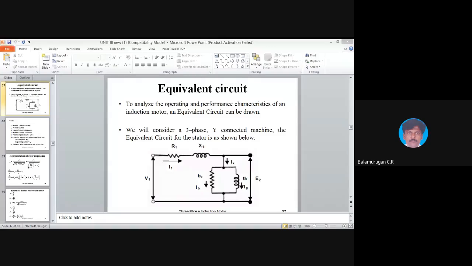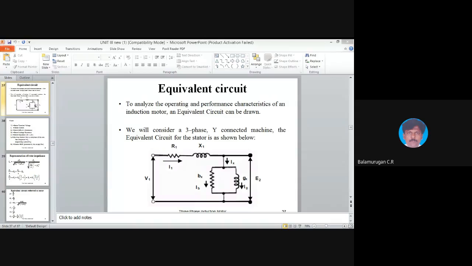And the power input to the stator. What is the power input to the stator? We have three phase power V1, I1, cos phi 1. So this is the power input to the stator. And the third one, rotor input.